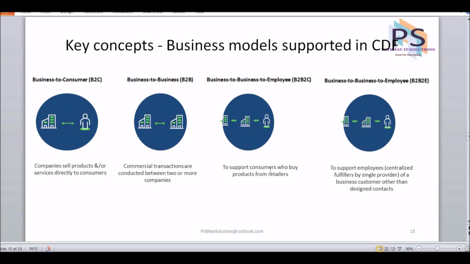When the consumer is buying the product from the retailer, to support the consumers who bought the product from the retailer, this model is called B2B2C. So when we buy a refrigerator from any retailer shop, then the warranty is provided by the main service provider, Whirlpool, for example, right?